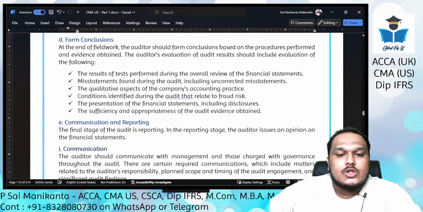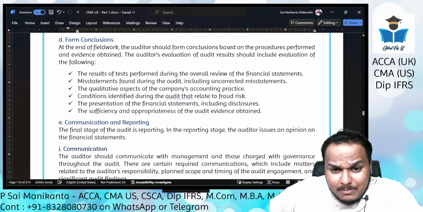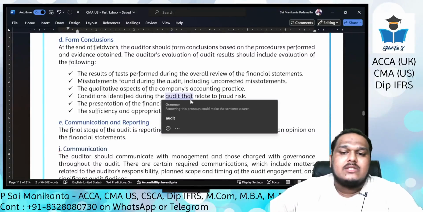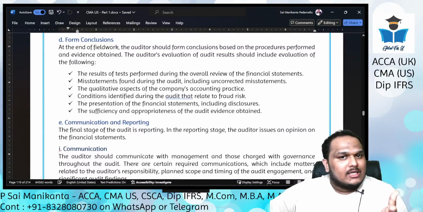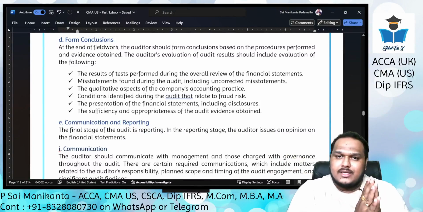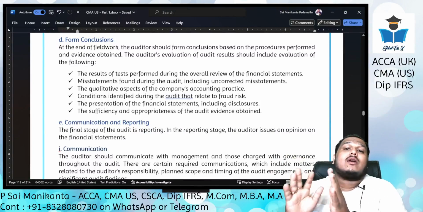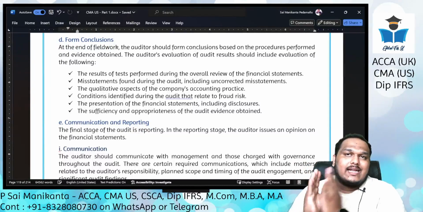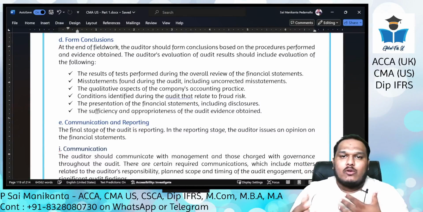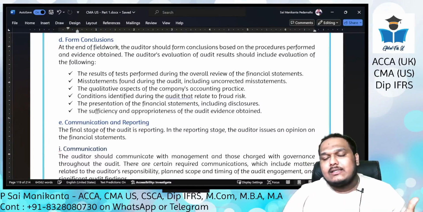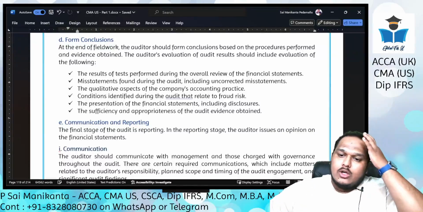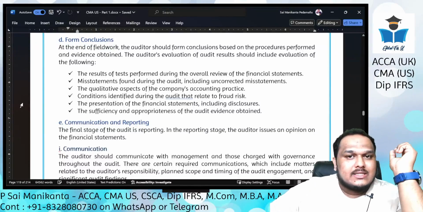Next, misstatements that are found during the audit, including uncorrected misstatements. It means the total level of mistakes that you identified. Let's say you observed 100 mistakes. In that, how many were not corrected by the directors? Let's say 90 corrected, 10 are not corrected. For the 10 items, there is a disagreement between the auditor and the board of directors. The auditor is saying something, the board of directors are following a different method. They both are not coming to a conclusion. So those are uncorrected misstatements.